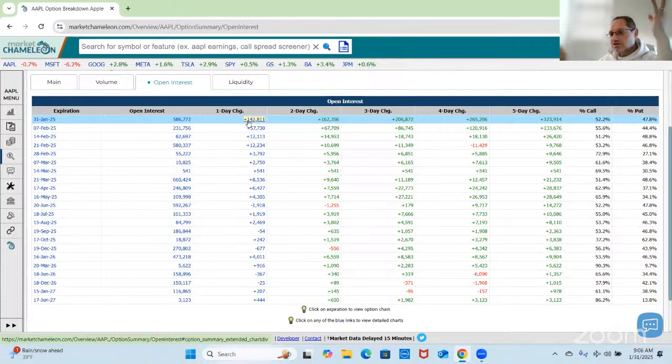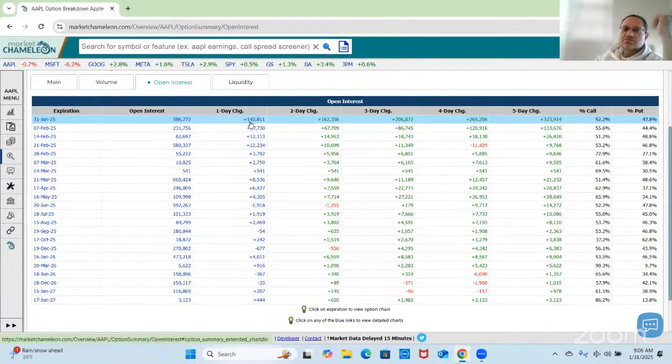Was it distributed equally between calls and put options? What did that look like? Where did the positions increase, and or even decrease? So we're going to take a look at this, and let's do it in a graphical format.